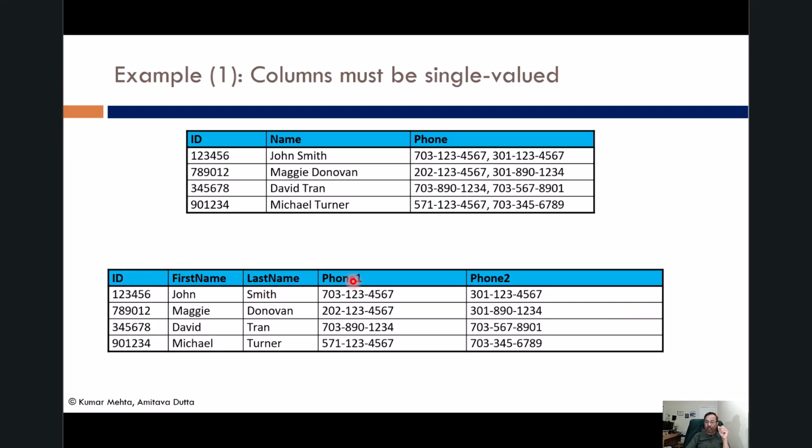So I have all the columns, and there are no duplicate column names. And every cell, if I go to any one cell, it has a value that cannot be subdivided further.